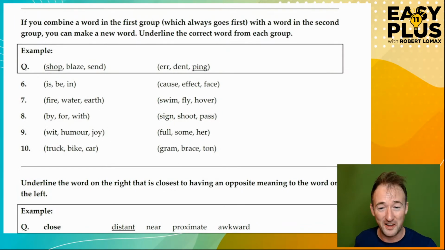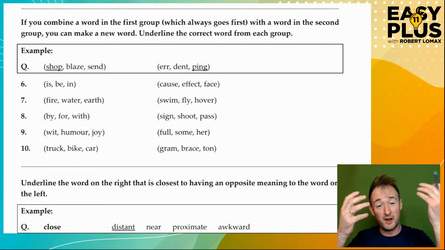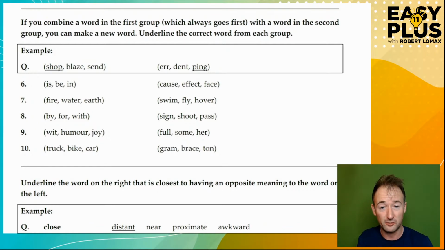Okay, so you can see the example here. Shop and ping become shopping. But the big thing to look out for with these is things that change their sound when you combine them with other syllables or other units of sound. Okay? So let's bear that in mind. Don't just assume that things always sound the same.